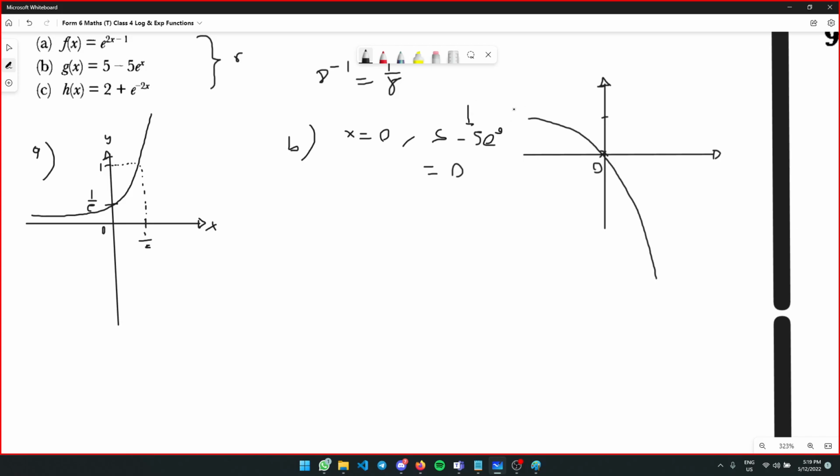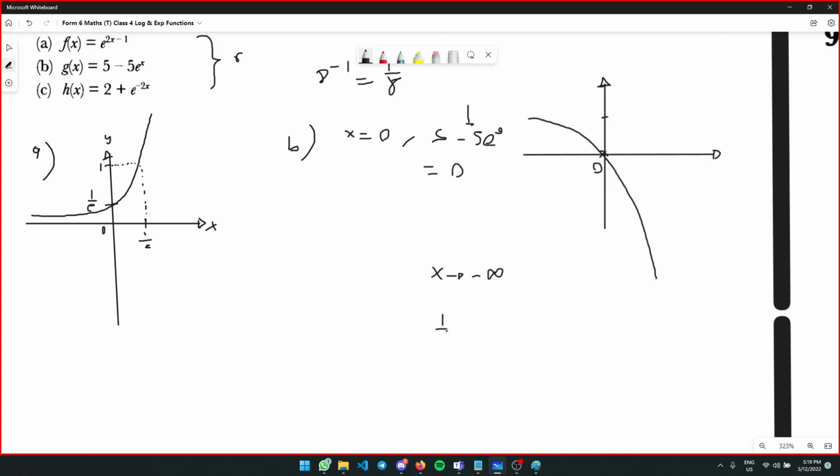You can do something else. Let's say you can take the asymptote, if you want to find the asymptote. That means when x approaches negative infinity. When x approaches negative infinity, what will happen?